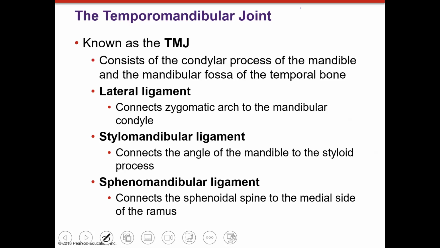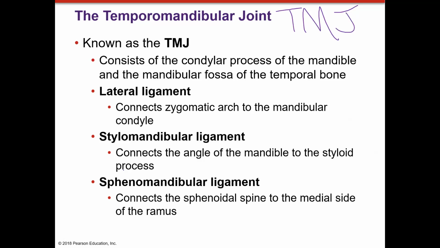The TMJ, temporal mandibular joint. So what we want to see here is it consists of the condylar process of the mandible, that lower jaw, and the mandibular fossa of the temporal bone. T, M, and then J for joint. We see a lateral ligament, a stylomandibular ligament, sphenomandibular ligament.